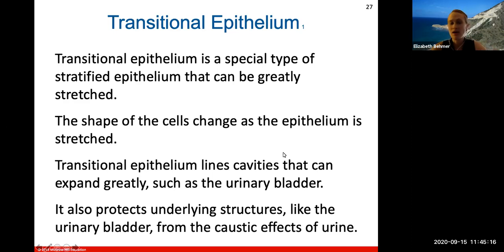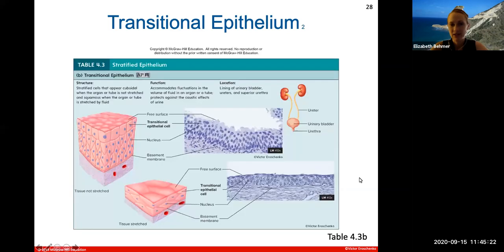So an area of a lot of stretching in the body are parts of your urinary tract, your bladder, other parts of the bladder, the ureter and urethra, which can stretch to hold the urine that's passing through or being stored in it. So I often think of transitional epithelium like a balloon because it can stretch, get really thin, and then come back together, recoil to its original shape.